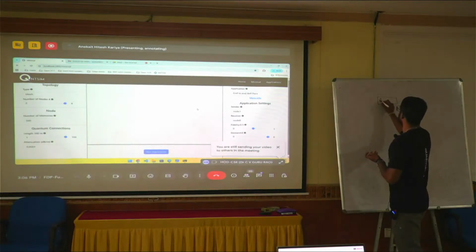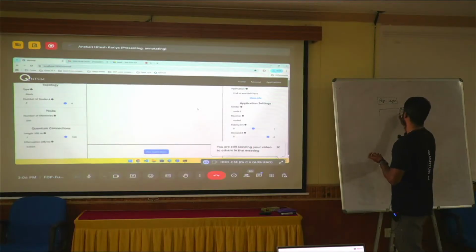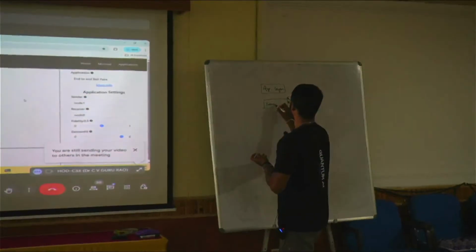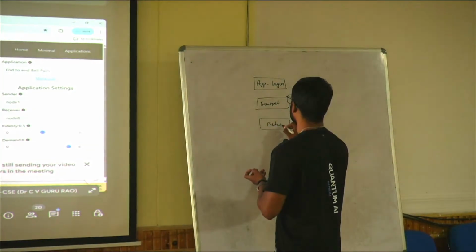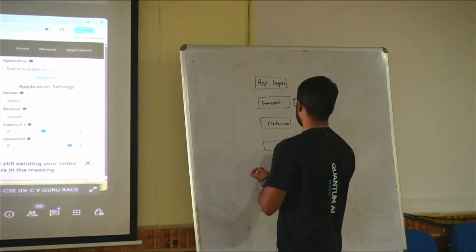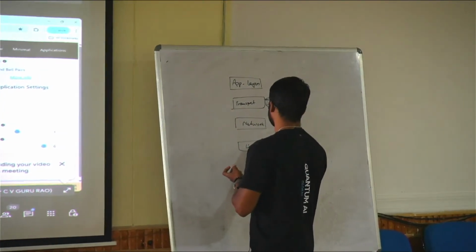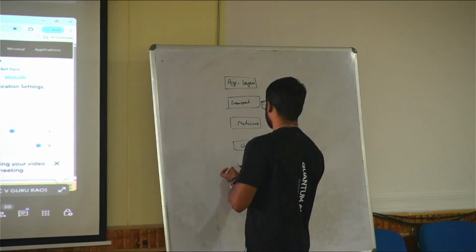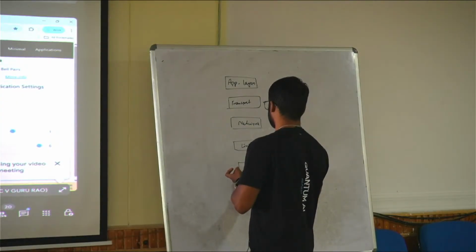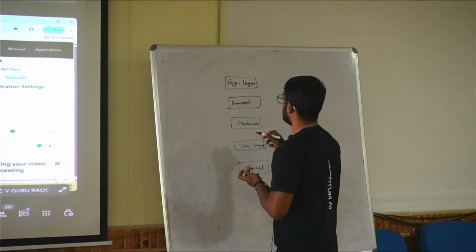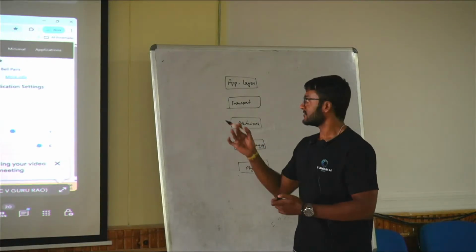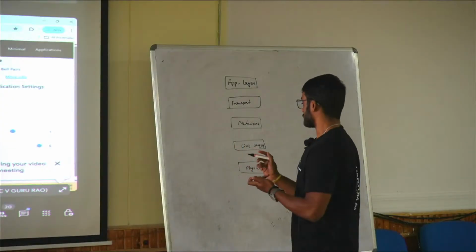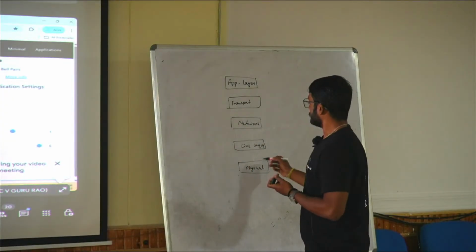I'll go top to bottom. First is the application layer. Then we have transport, then the network layer, then the data link layer, and finally the physical layer. In these 5 layers, I'll try to fit my quantum components so that they can coexist with the existing network. So let's go from the top.